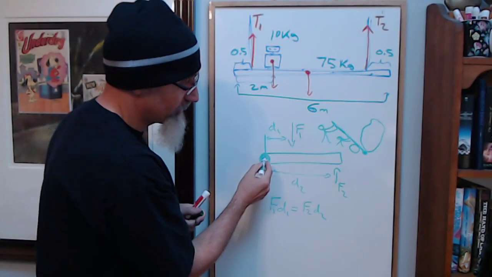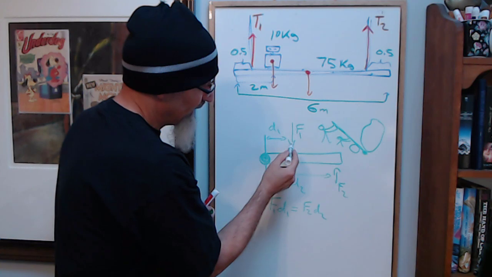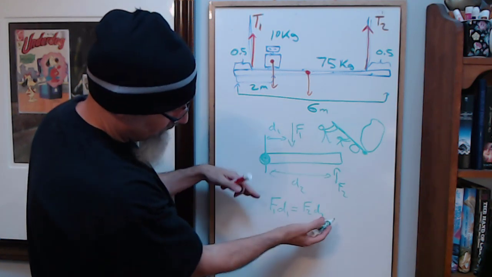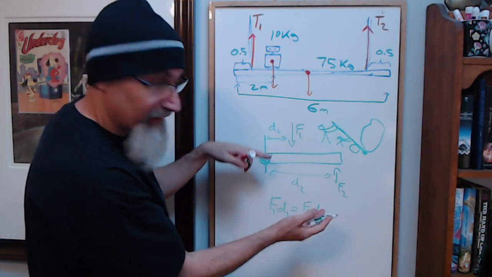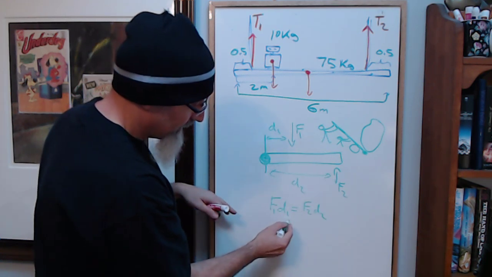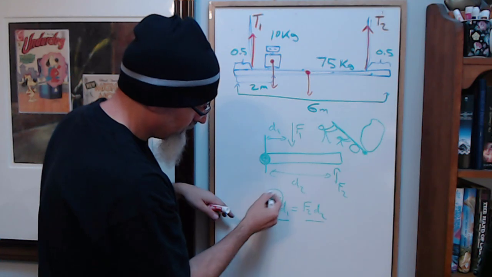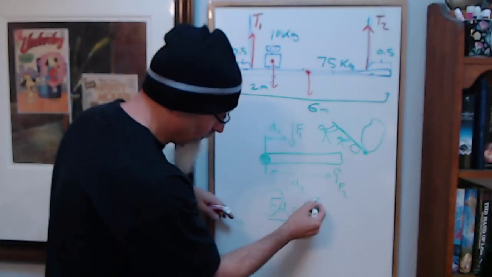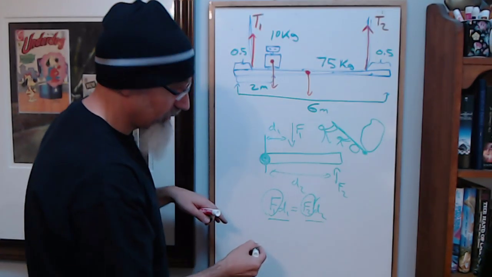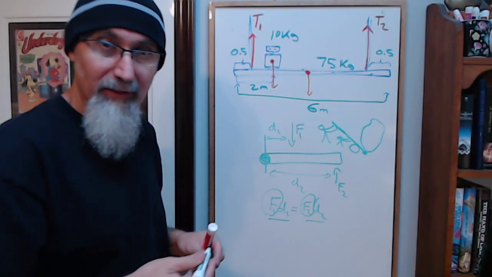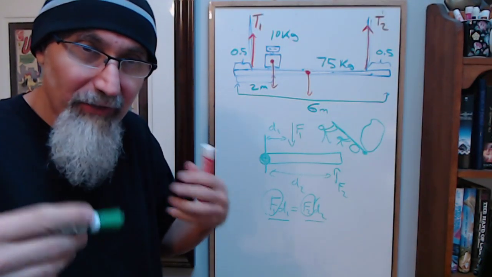So if this is not moving, if this is in equilibrium, this has to equal this, then the force here would be bigger than the force here, because this is further out. So it's sort of a thought process as well.